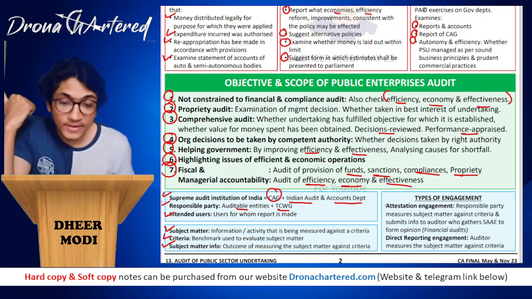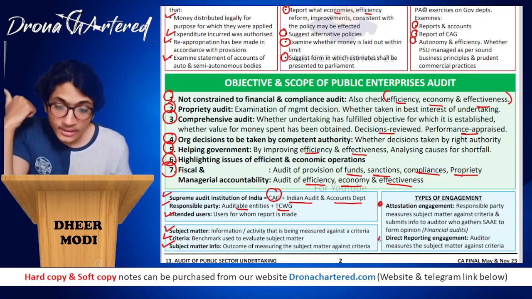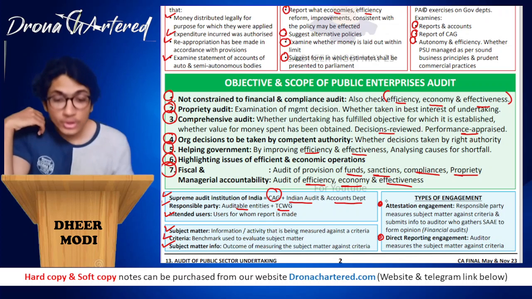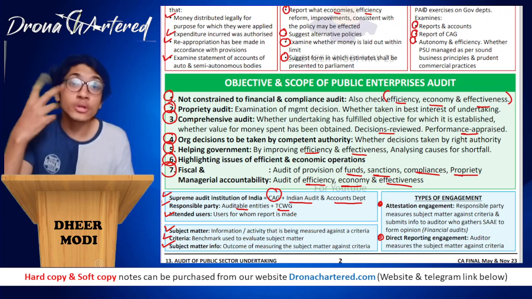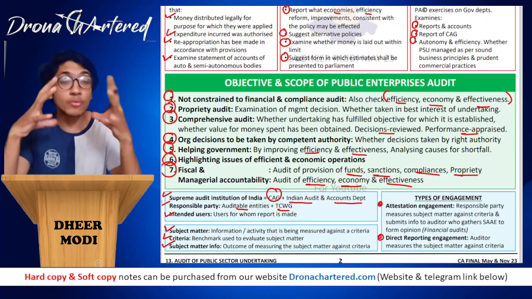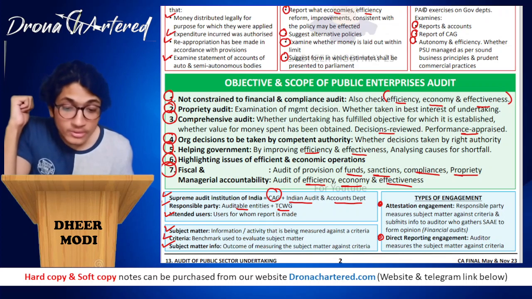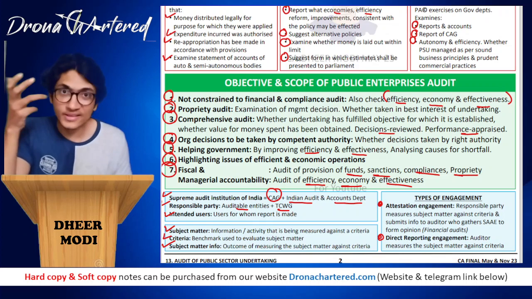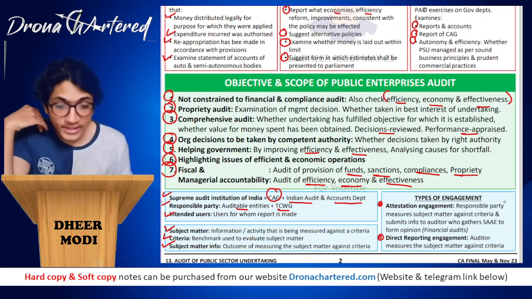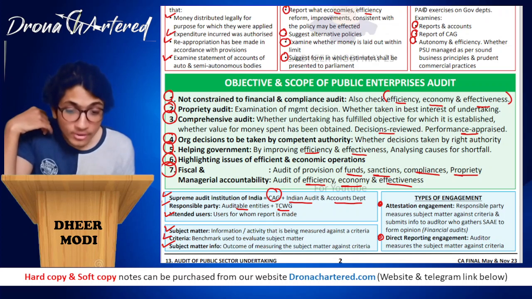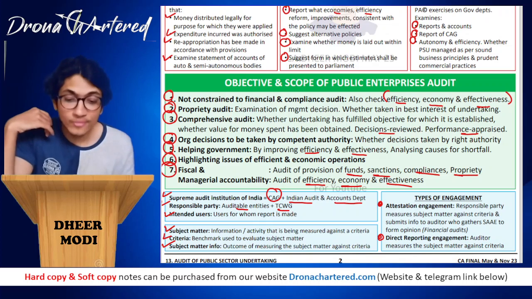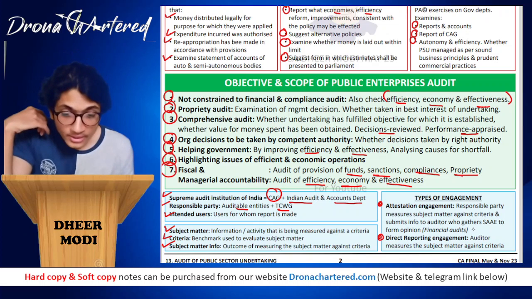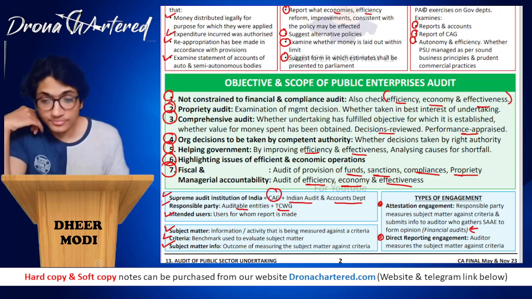So now your types of engagement. Types of engagement is first attestation engagement and second is your direct reporting engagement. In attestation engagement, the responsible party measures subject matter. What is your subject matter? We did the definition, that means whatever thing you are comparing. So the responsible party measures subject matter against criteria and submits information to the auditor, who gathers sufficient and appropriate evidence to form an opinion. So this is under your financial audit.